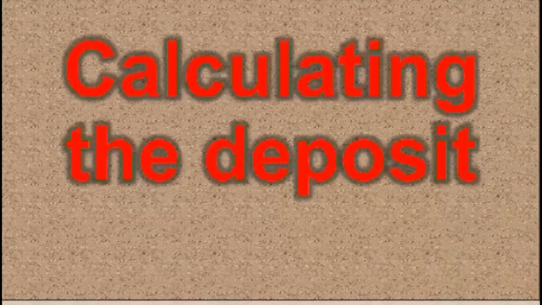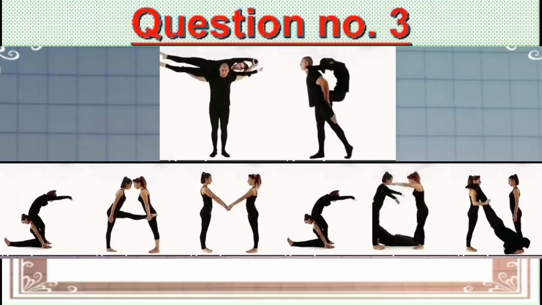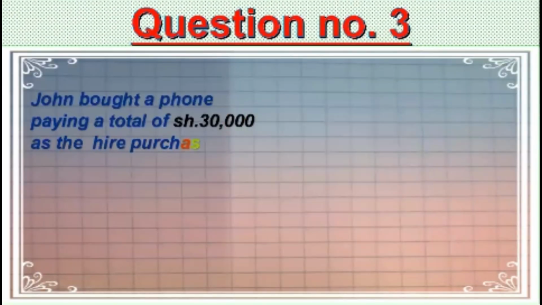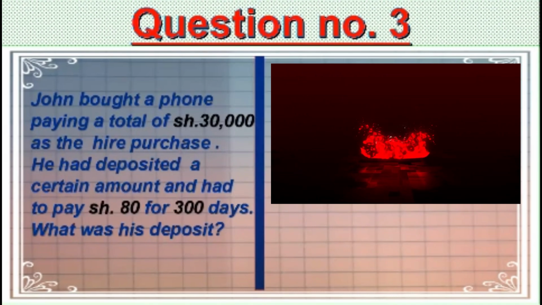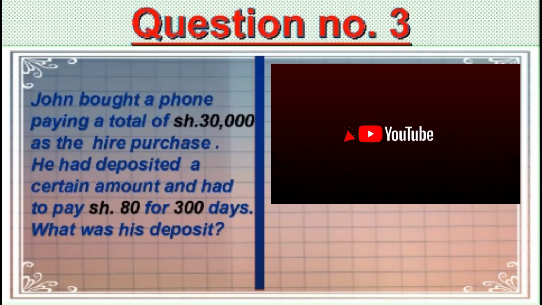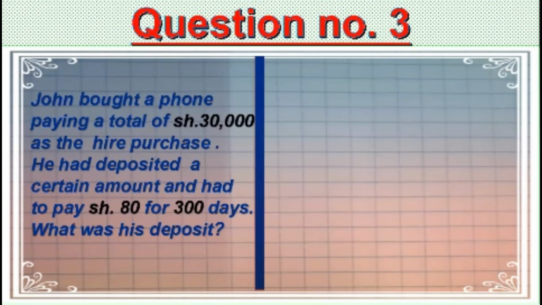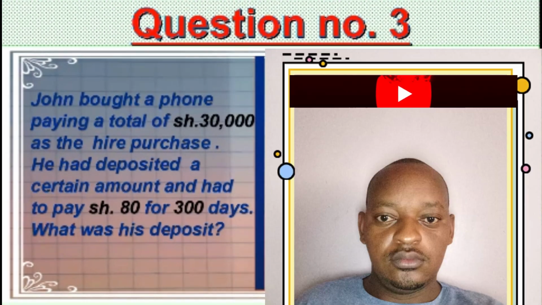So for question number 3, here we are going to calculate the deposit. John bought a phone. There are phones sold for Lipa Mdogo Mdogo, M-Kopa, among others. So John bought a phone paying a total of 30,000. Imagine the phone maybe had a cash price of 15,000 or 20,000, but hire purchase, remember, is always higher than the cash price.